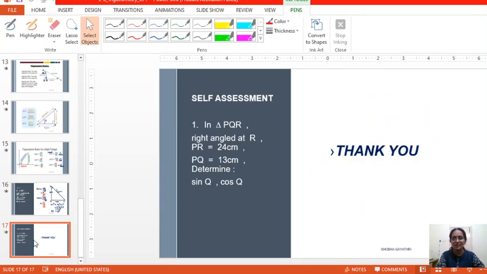We will move to the self-assessment sum. In triangle PQR, right angled at R, PR equals 24 cm, PQ equals 13 cm. First, draw a rough sketch of the right angle triangle. Be careful to note down the right angle. It is not at Q, it is R. So you should be careful to name the triangle. Then mark the sides. Then get the third side using the Pythagoras theorem. Then it's very easy. Now write the formula. Find out the ratios.